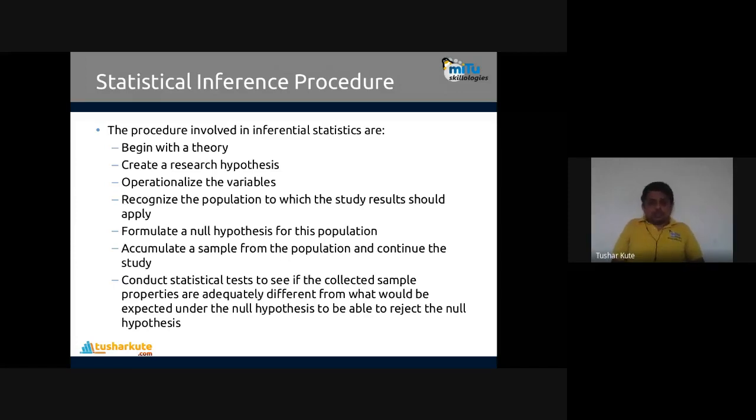That is already proven, like the solar system having 8 planets in it. That is the null hypothesis, and using that, you put your hypothesis. Then accumulate the sample from the population and continue the study. Yes, a random population is taken. Some set of elements are taken randomly, and using that random set of elements, you prove your statistical measures. Finally, conduct a statistical test to see if the collected sample properties are adequately different from what would be expected under the null hypothesis, or will be able to reject the null hypothesis.